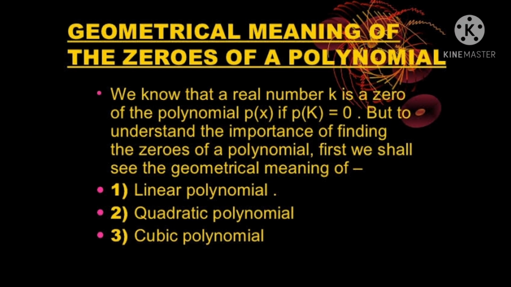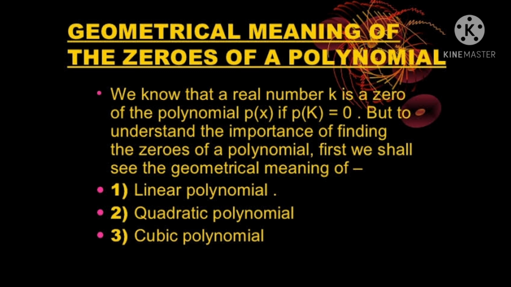representation. Firstly, see what is the zero of a polynomial. A real number k is a zero of polynomial p(x) if p(k) is equal to 0. It means if we put a value k in the polynomial and solve that expression, if we get 0, then that number is the zero of the polynomial.